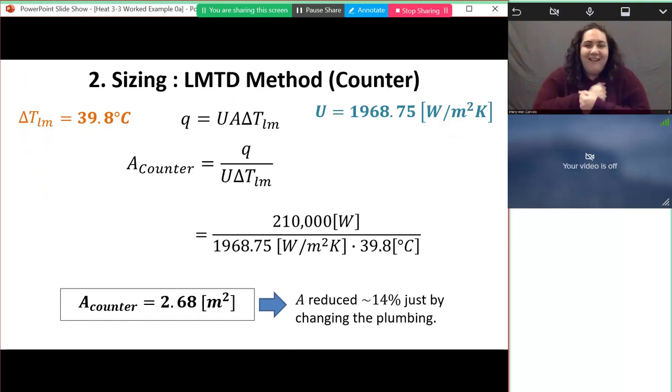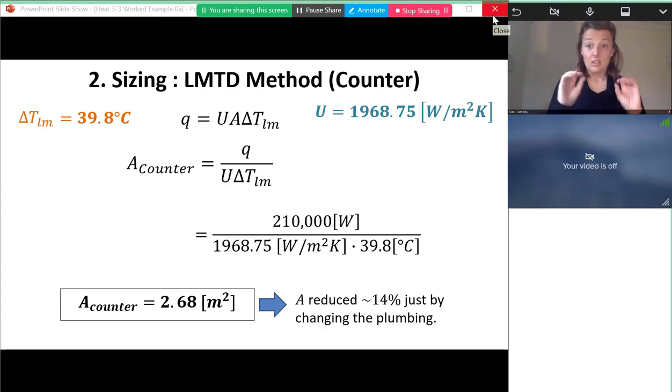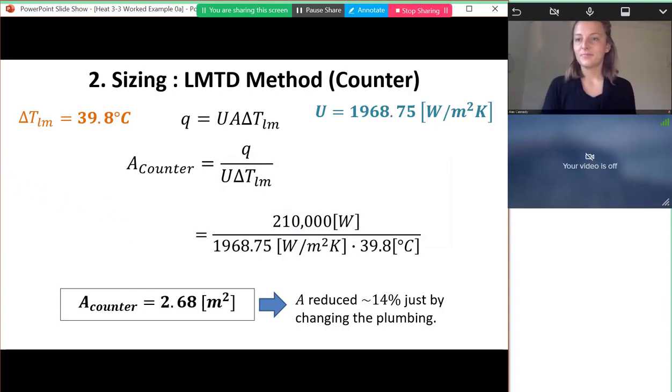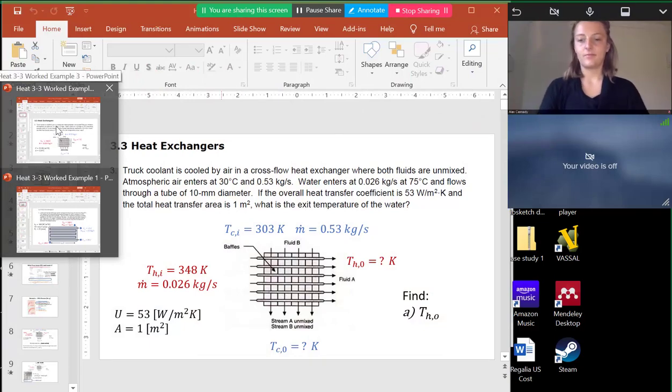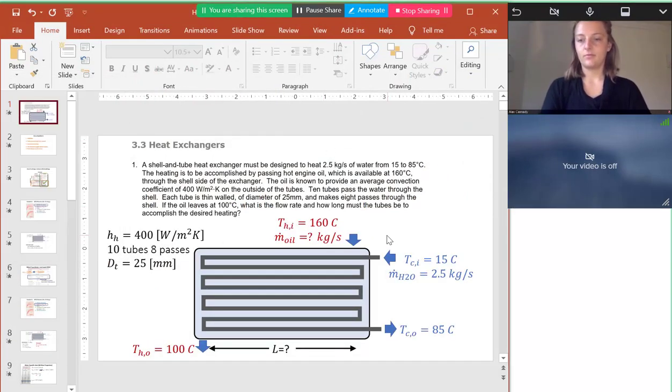So does anyone have questions either in the chat or audibly if you want to unmute your mic? Does anybody have questions about how we did this example? Okay, we will move on to the next problem. Let's do this one next. I think this is the next one on the sheet.